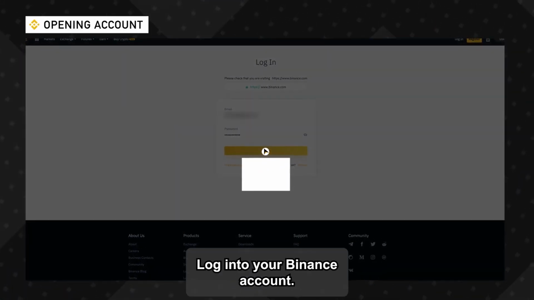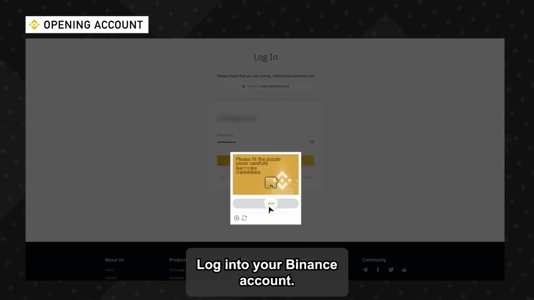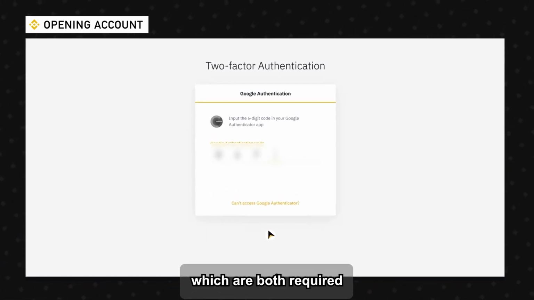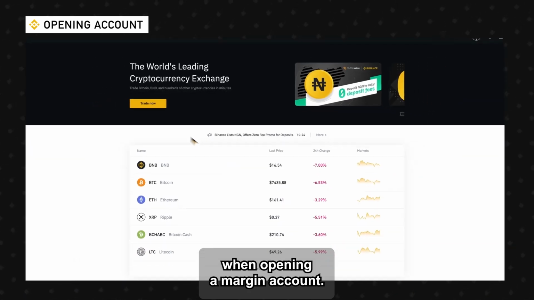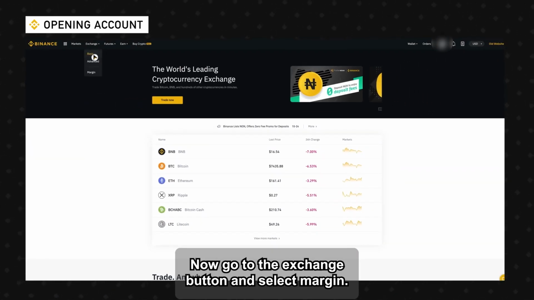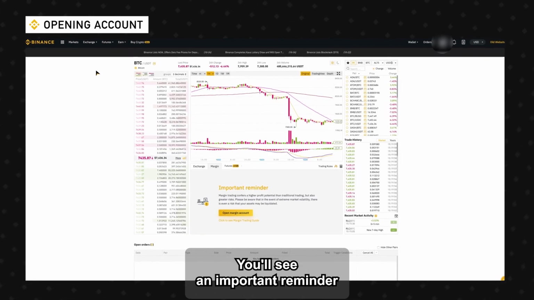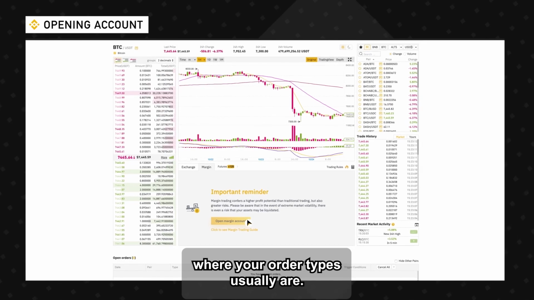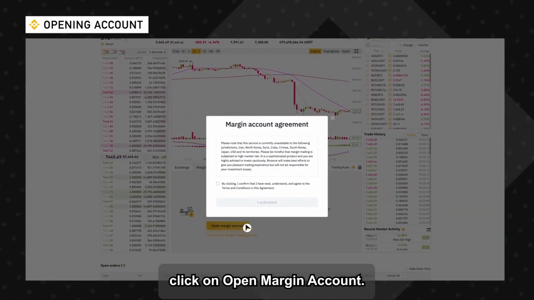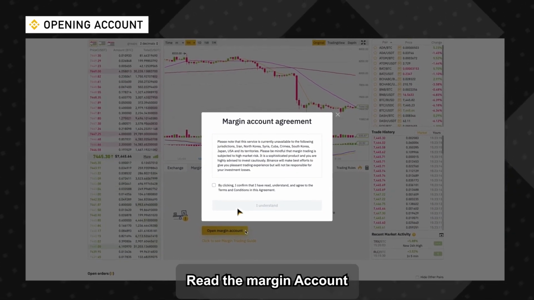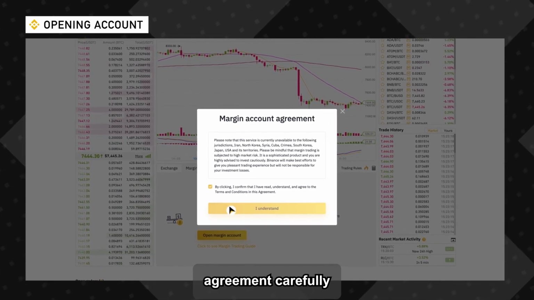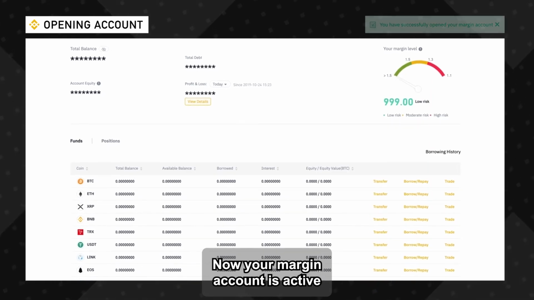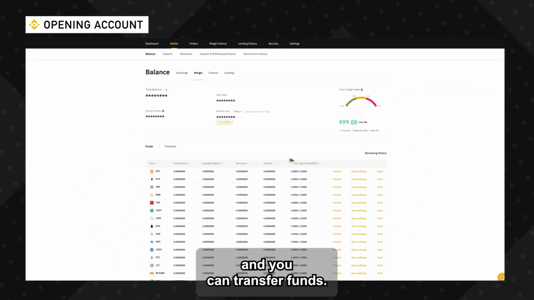To begin, log into your Binance account. Ensure you've completed KYC and enabled 2FA, which are both required when opening a margin account. Now, go to the exchange button and select margin. You'll see an important reminder about the risks of margin trading. When you're ready, click on Open Margin Account, read the margin account agreement carefully, and agree to the terms and conditions. Now, your margin account is active and you can transfer funds.